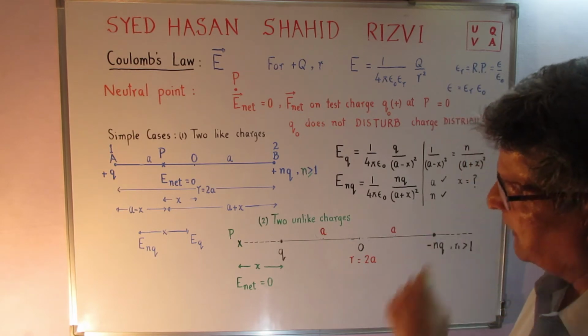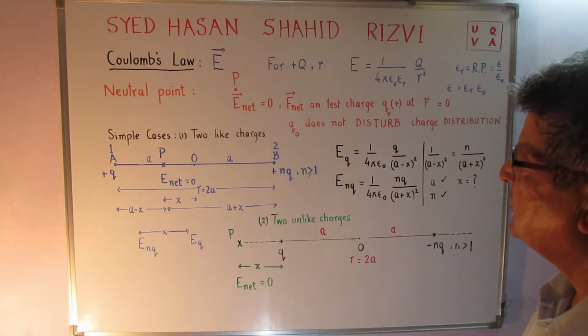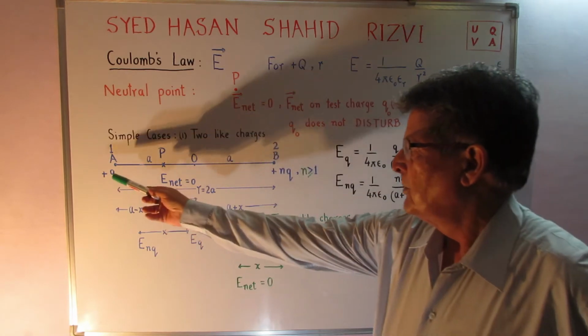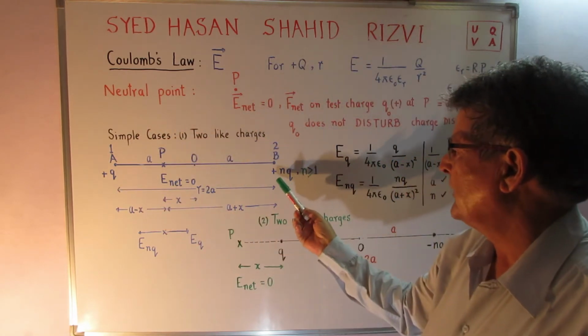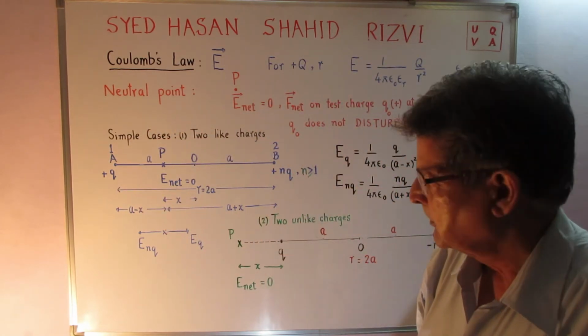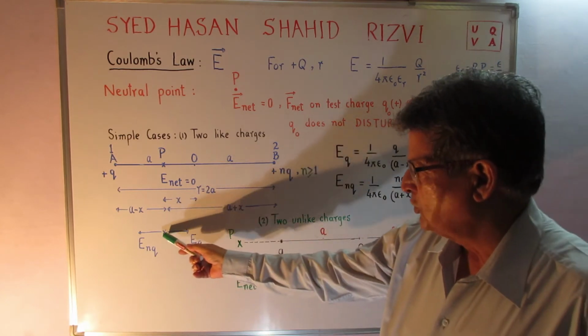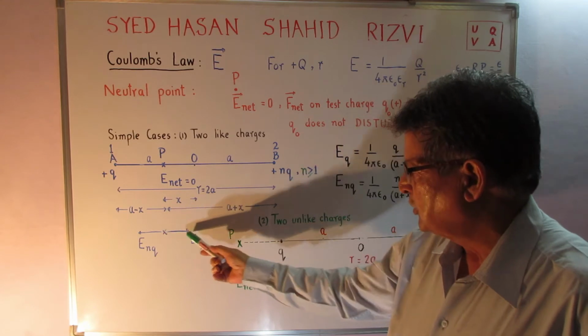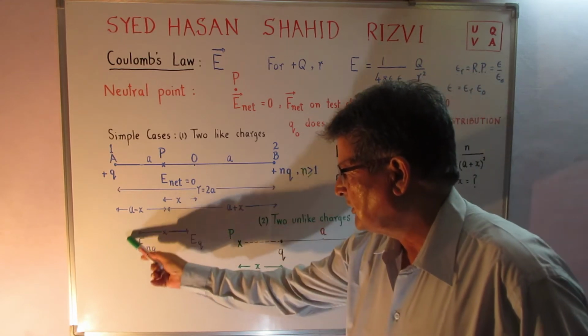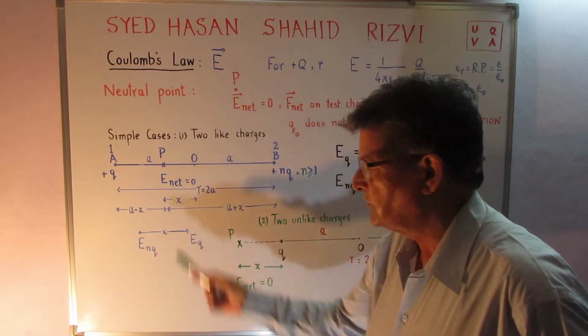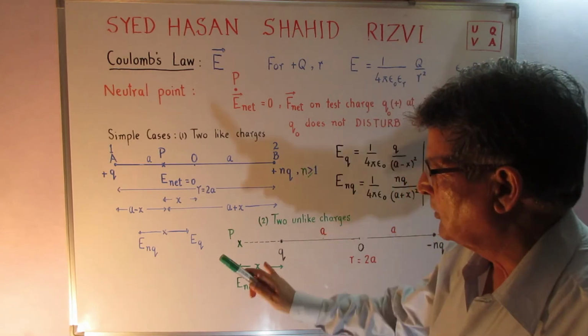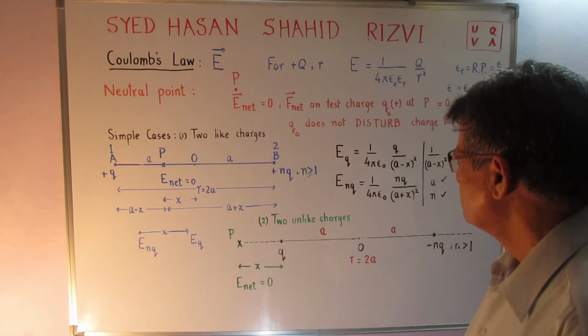So this is the situation when we have two like charges, plus or minus Q and plus or minus NQ. And the situation I have shown you is that at this point P, the two fields are equal to each other, so the net value is equal to 0. I hope you understand.